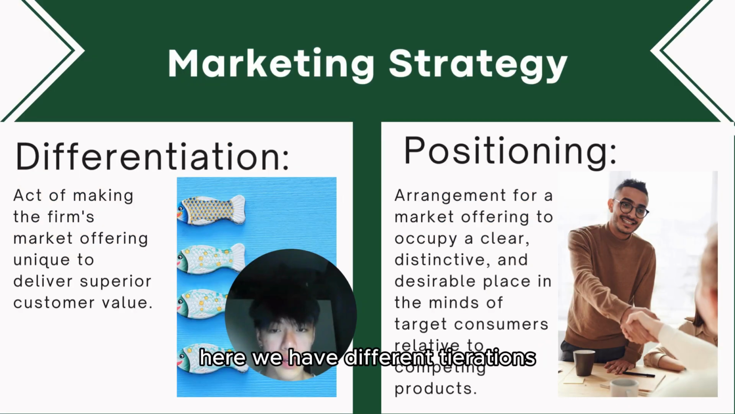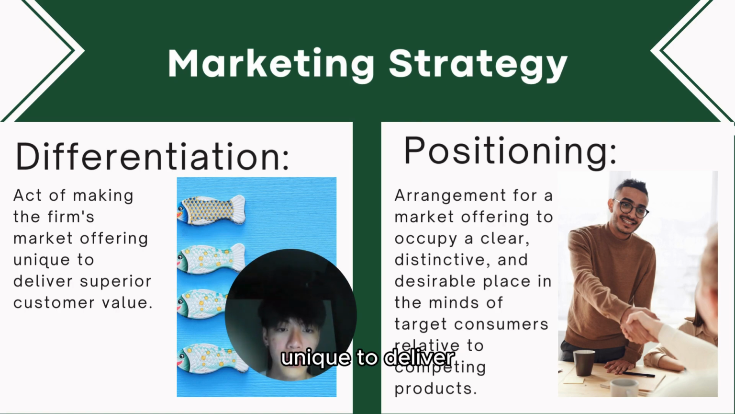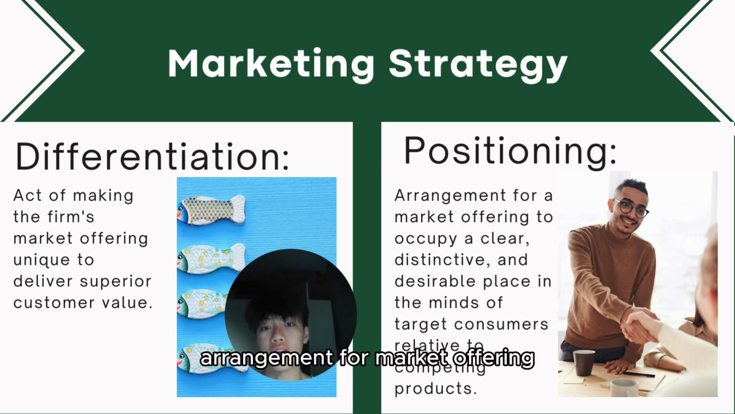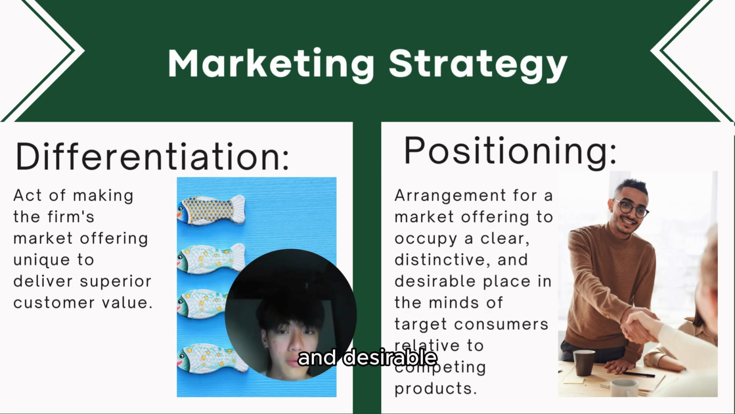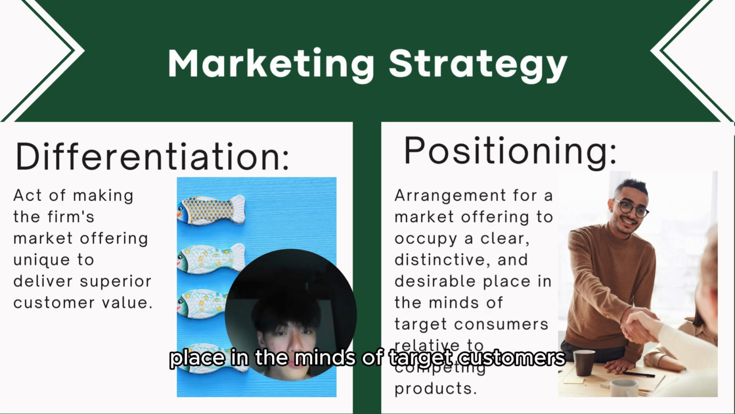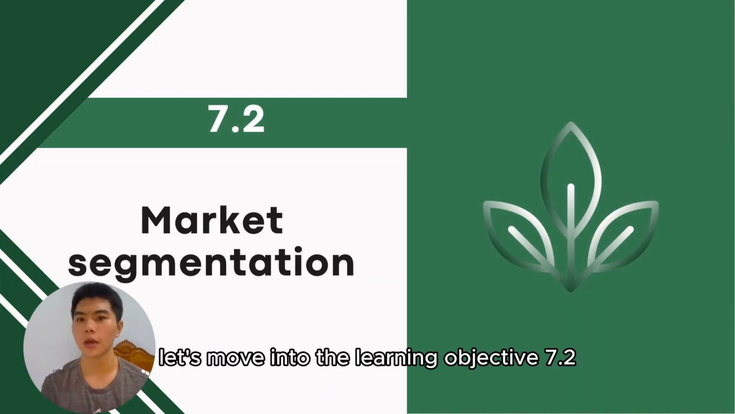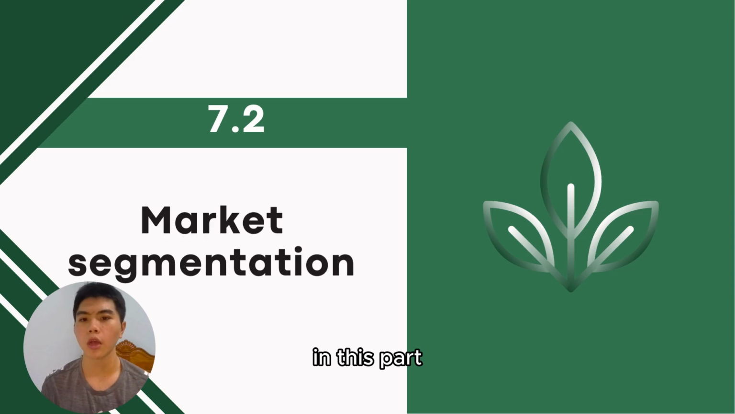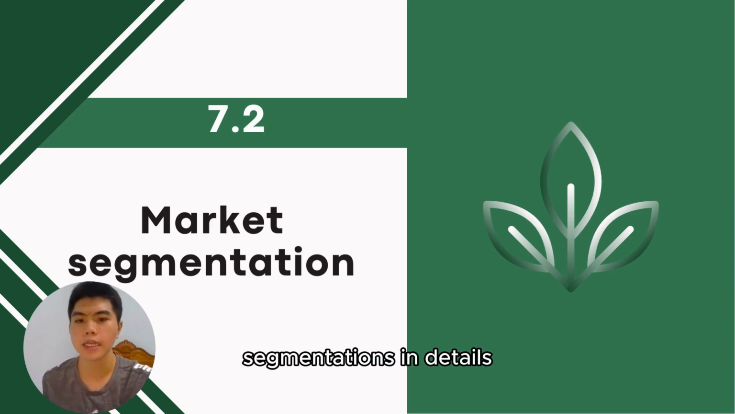Here we have differentiations, the act of making the firm's market offering unique to deliver superior customer values, and also positioning: arrangement for a market offering to occupy a clear, distinctive, and desirable place in the minds of target customers relative to a competing product. Let's move into learning objective 7.2. In this part, we're going to break down the market segmentations in detail.